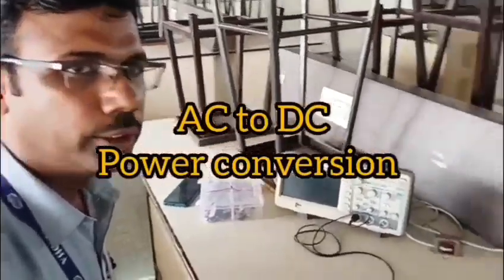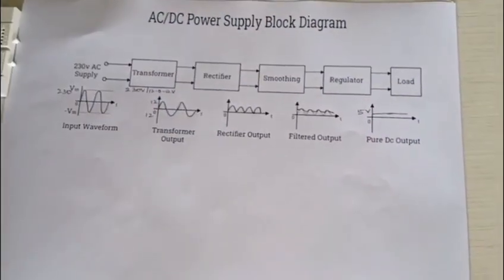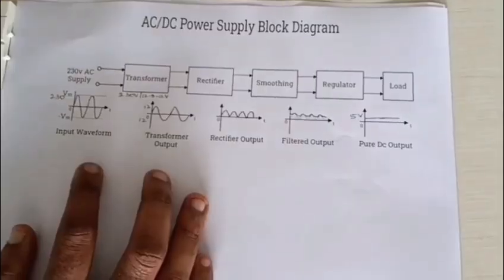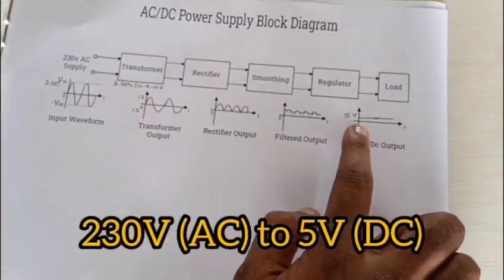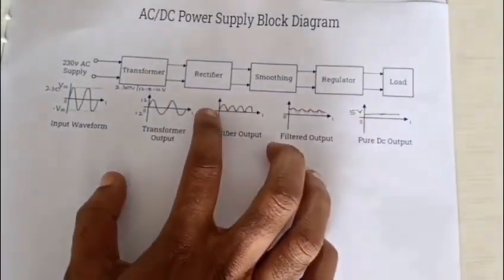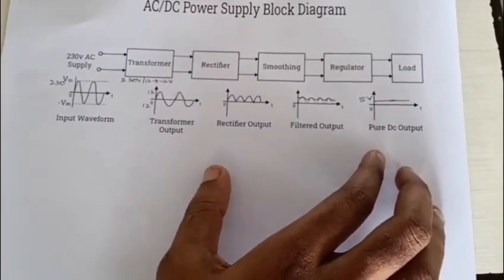Hello everyone. Today we are going to see the AC to DC power conversion. That means we are going to see the rectification AC to DC. Here we are going to convert the 230 volt AC into a 5 volt DC. Here this is the block diagram, and we are going to check the blocks in the rectifier.